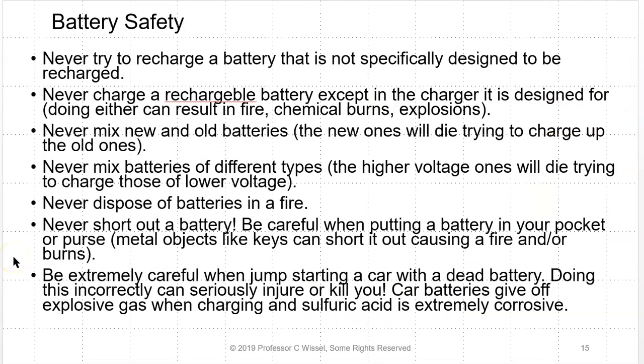Here's some tips for battery safety. Never try to recharge a battery that is not specifically designed to be recharged. Never charge a rechargeable battery except in the charger it was designed for. Doing either of these can result in a fire, chemical burns, or explosions. Never mix new and old batteries. The new ones will die trying to charge up the old ones.